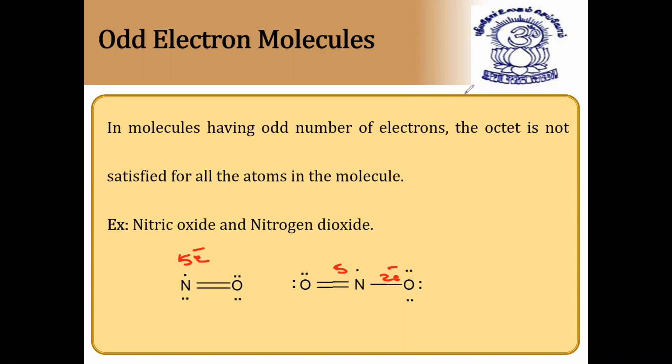So these odd electron molecules, after sharing, are not getting 8 electrons in the valence shell. That is the most important one. So these are also an exception to the octet rule, even though they are stable. They are observed as stable. That is nitric oxide as well as nitrogen dioxide.